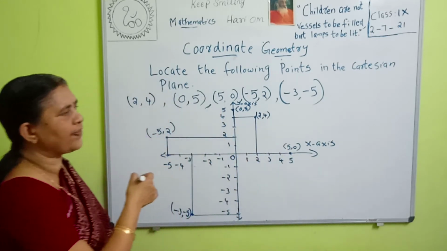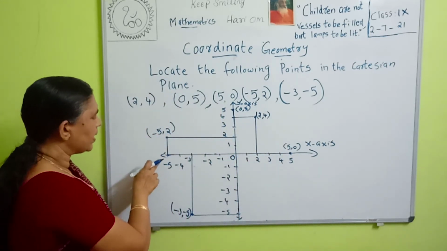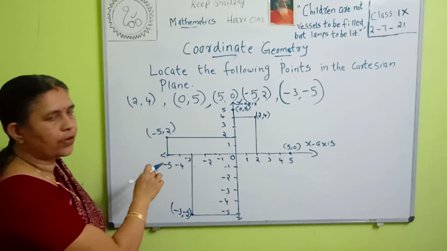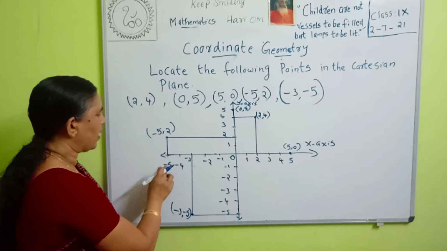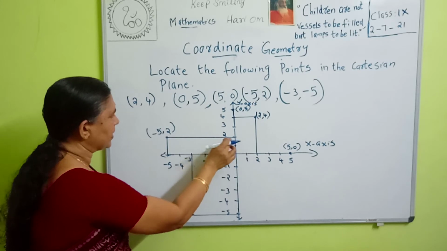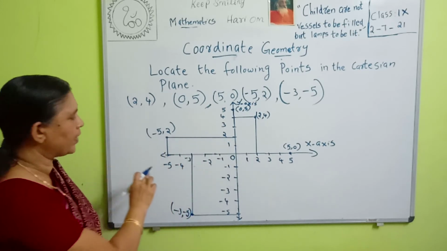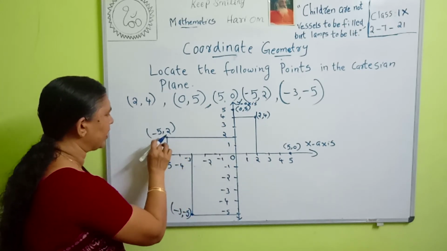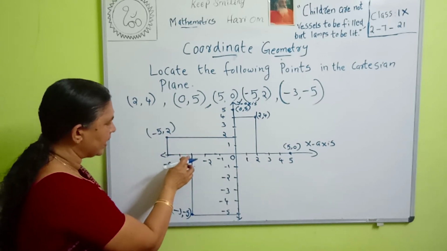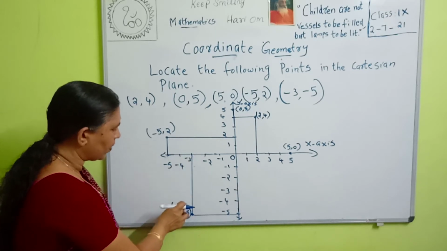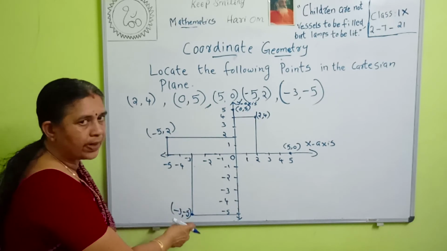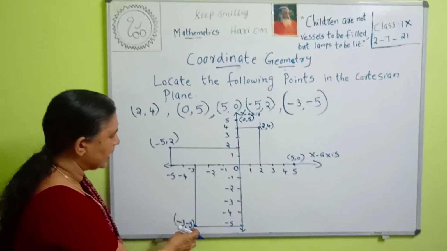Next one, minus 5, 2. Minus 5, 2 means the x coordinate is minus 5 and y coordinate is 2. So we first draw a line from the x axis from minus 5 and then from the y axis from 2 we draw a line. Those two lines will meet at a point. That point is minus 5, 2. Then minus 3, minus 5 means the x coordinate is minus 3. From minus 3 we draw a line and from minus 5 also we draw a line. Those two lines will meet at a point. That is minus 3, minus 5.